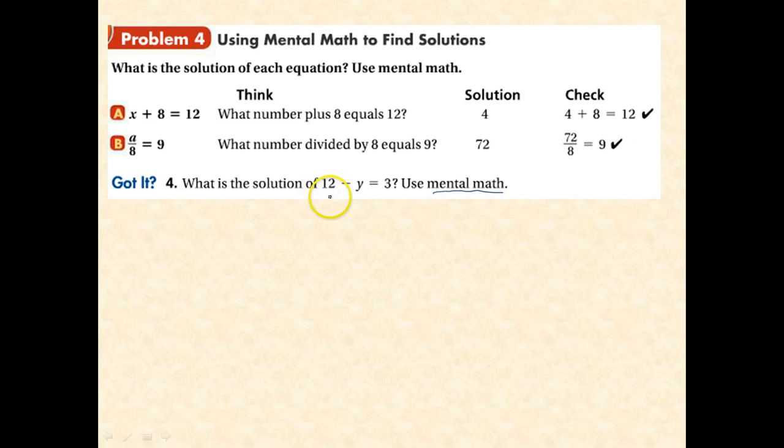All right, what am I asking myself? 12 minus what number is 3? Well, I think that 12 minus 9 is 3. Now I will check. 12 minus 9. Hey, fantastic. It equals 3. So the solution is y equals 9.